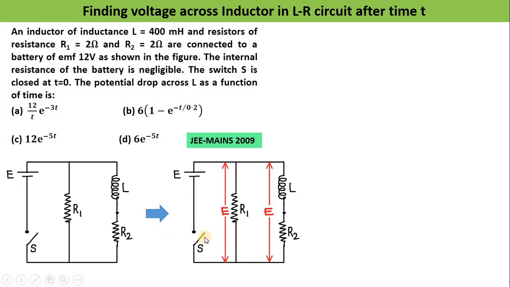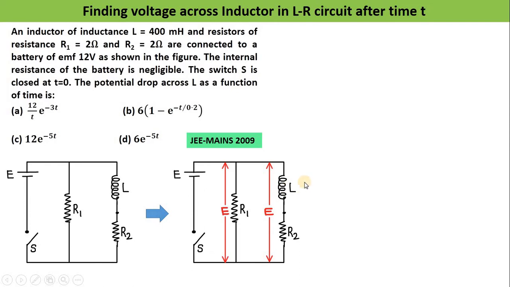Firstly, we observe that when this switch is closed, all these branches are in parallel. We know that in any electrical circuit, if the branches are in parallel, then the potential difference across all the branches must be equal. Therefore, if this battery is developing a potential difference of E in this first branch, the same must be the potential difference across this resistance R1 and the same potential difference across this series combination of inductor and resistance R2. So we have indicated here that the potential difference across the series combination is E and the potential difference across R1 is also equal to E, which is the same as that of the battery.